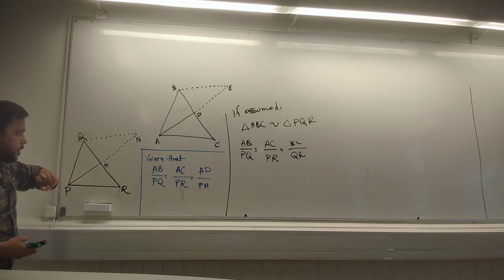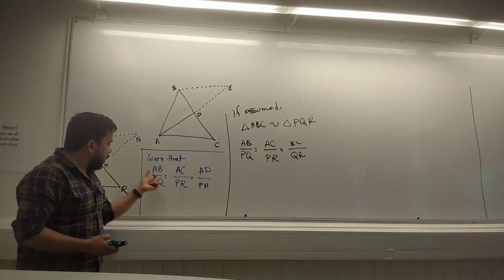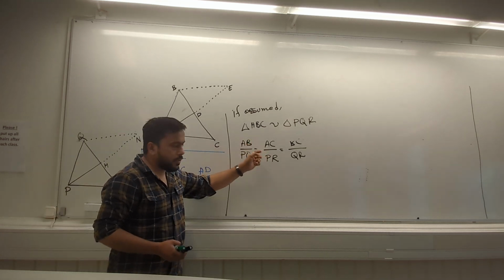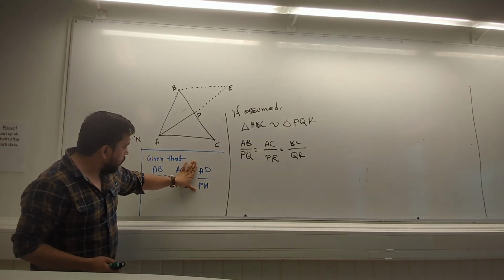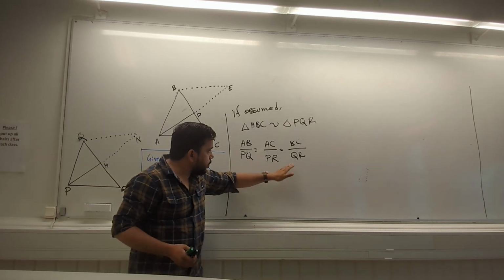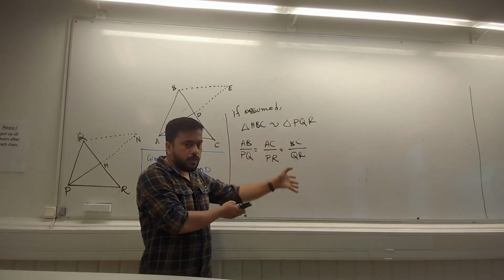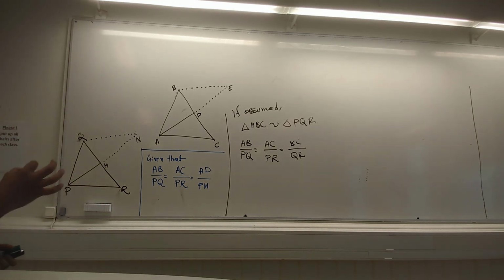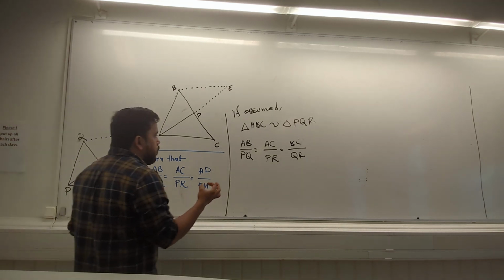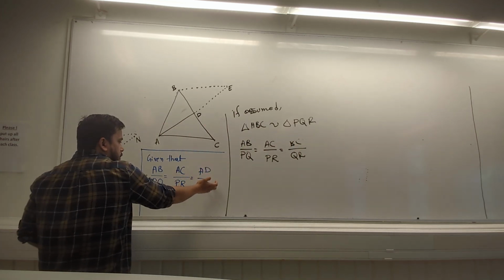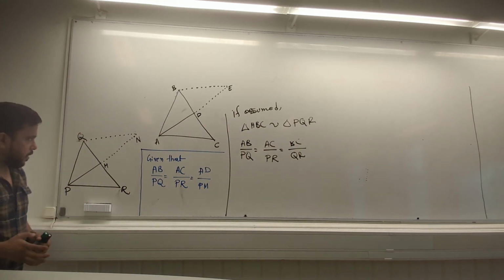Now for us, the condition is that AB over PQ and AC over PR are given, but the final one is an odd one out, right? We have AD divided by PM, but we do not have BC over QR. So there are two ways to do it: we either prove that BC over QR is proportional to AD over PM, which is quite a difficult thing to do.